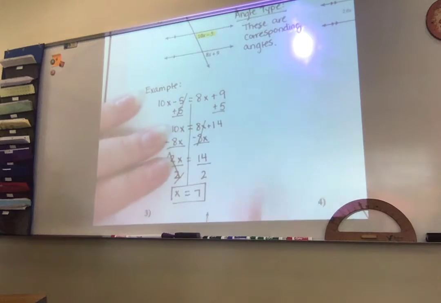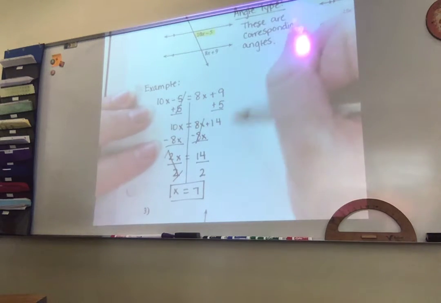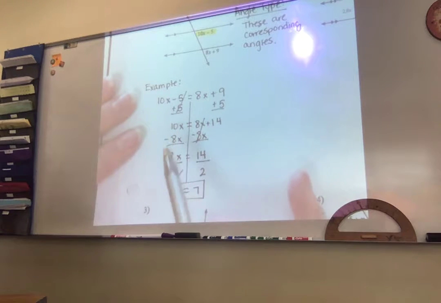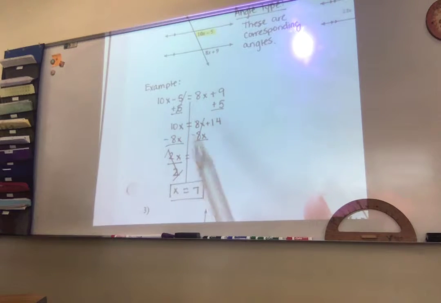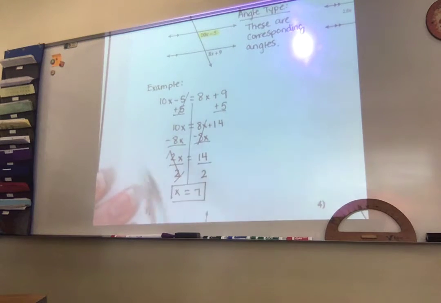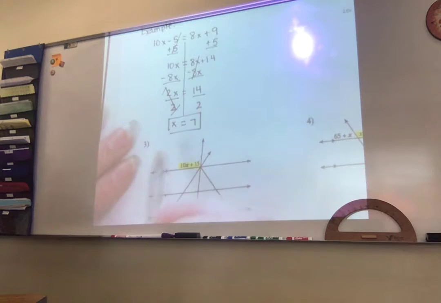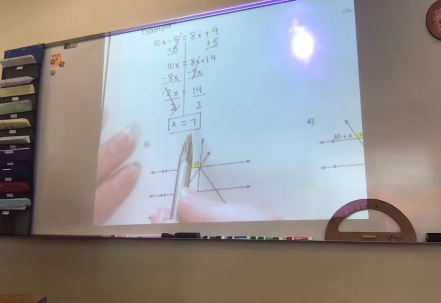Yes. So we started this last week. You'll see that I went through the process of moving numbers and moving variables so that we could get x by itself. That's the goal of this work right here. And I got the answer of x equals 7.